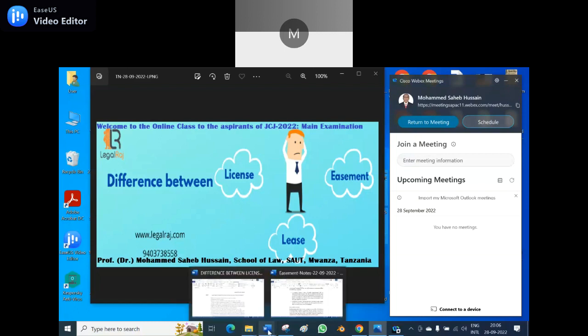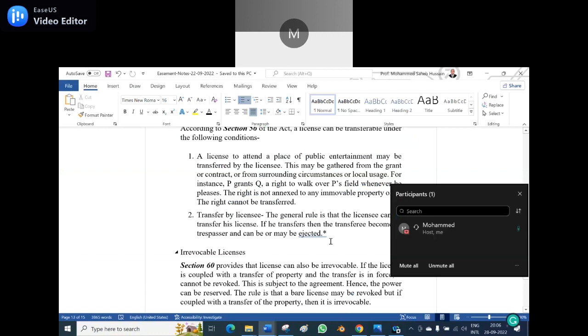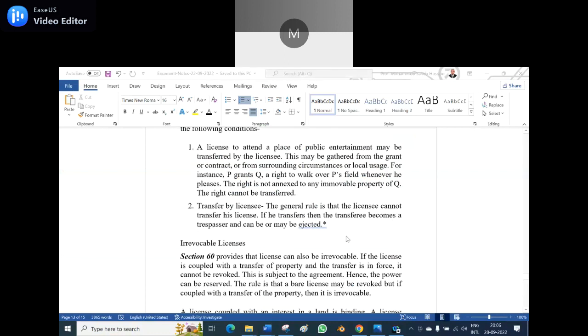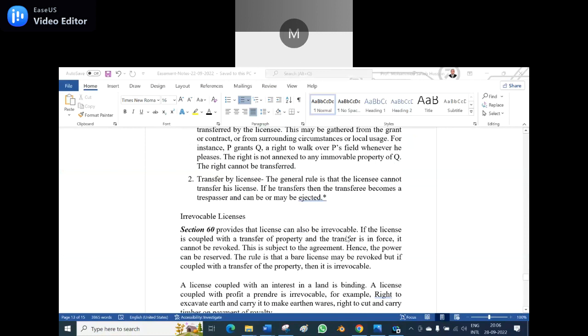Now, in my last class I was in this place. Here I put the asterisk mark, and this asterisk mark showed that I completed up to this extent. So now let us see the irrevocable licenses.